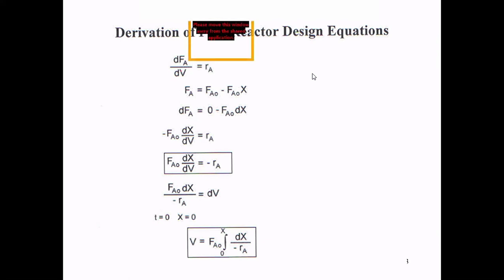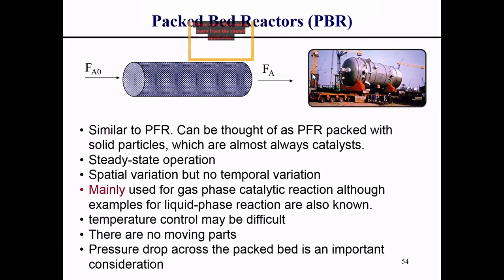So here you have dFA over dV is equal to RA, and we know that the changes in mass flow, which is the mass flow in and mass flow out, is equal to this. We arrange this, we got this one. And then similarly, we substitute this and we got this.